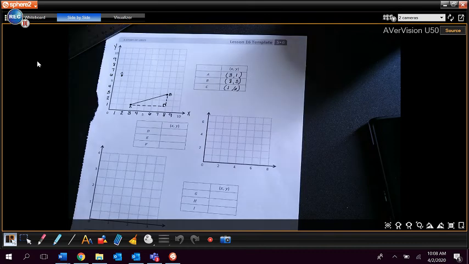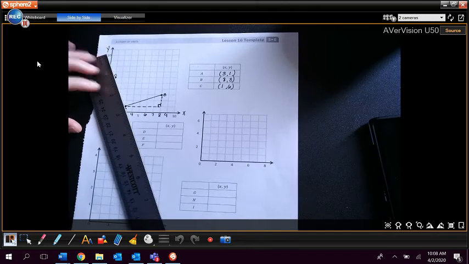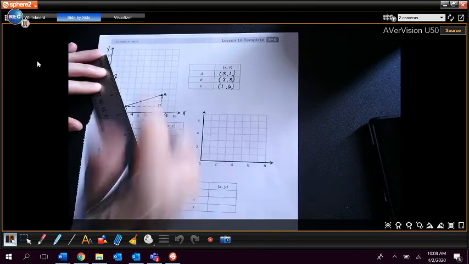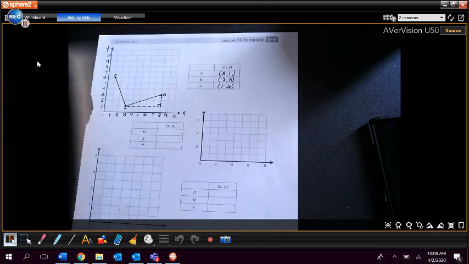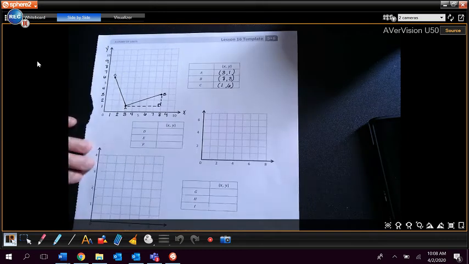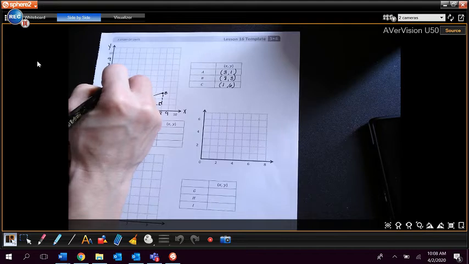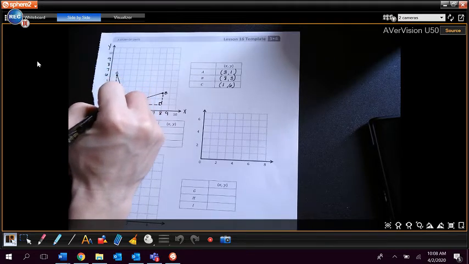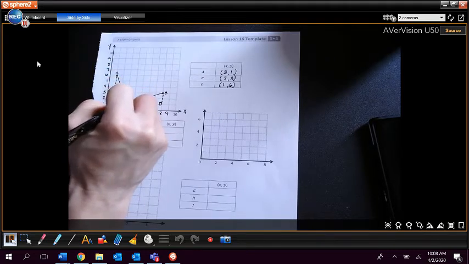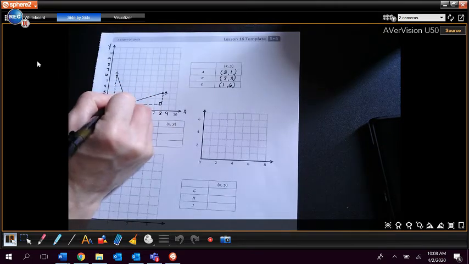Now we're going to connect A and C. I'm going to do the exact same thing. I'm going to pretend that this is my right triangle, so I'm going to do my dashed line to show my right triangle.